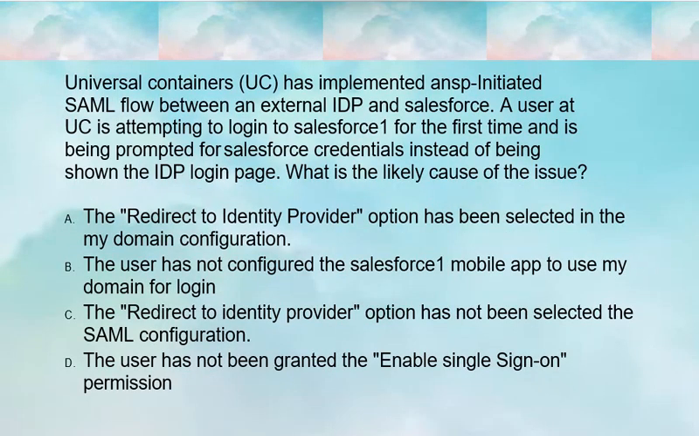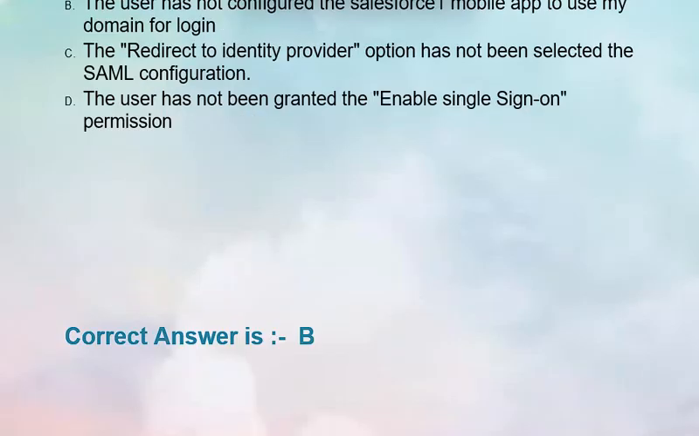Option A: the redirect to identity provider option has been selected in the My Domain configuration. Option B: the user has not configured the Salesforce1 mobile app to use My Domain for login. Option C: the redirect to identity provider option has not been selected in the SAML configuration. Option D: the user has not been granted the enable single sign-on permission. Correct answer is option B.